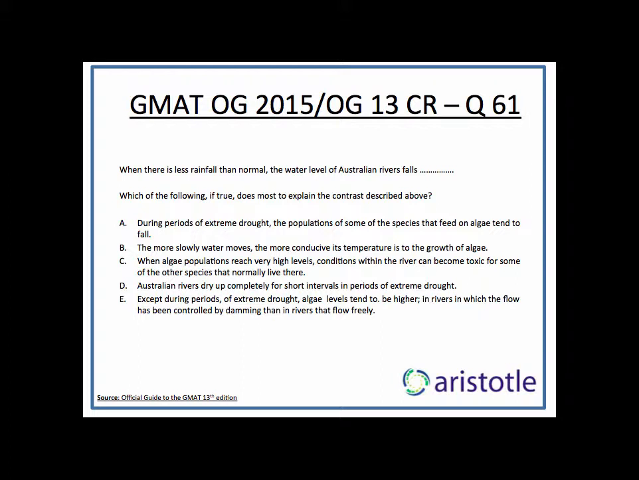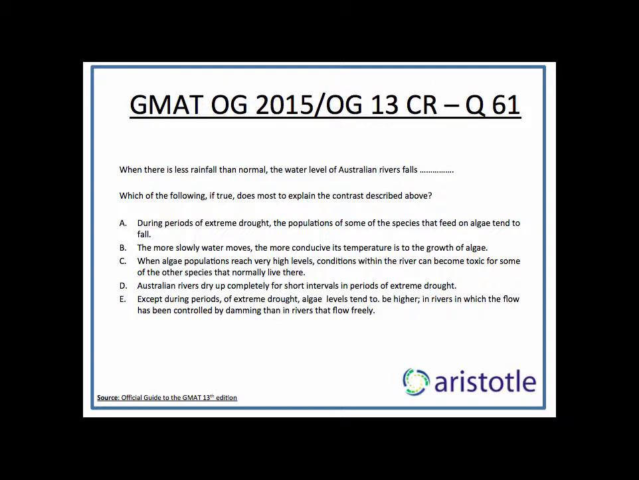By contrast, however, following a period of extreme drought, algae levels are low even in very slow moving river water. So now the stem says, which of the following does most to explain the contrast described above. And the contrast is in slow moving water, normally there is a lot of algae, but in this particular situation where you have slow moving water after a period of extreme drought, there is no algae. Why is this? Ideally, if it's slow moving water, algae levels should be high. So let's look at the options.